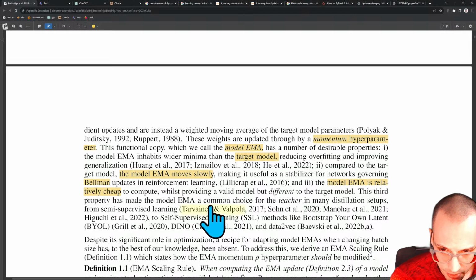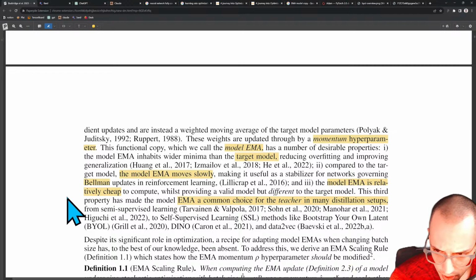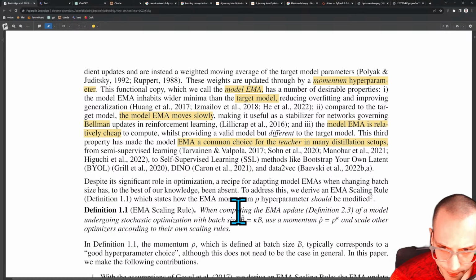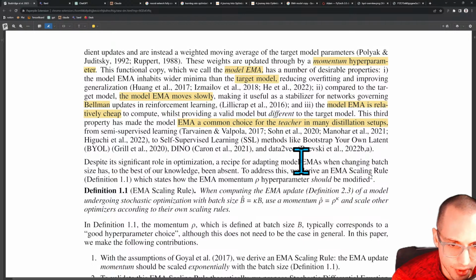This third property has made the model EMA a common choice for the teacher in many distillation setups. This is more what I was referring to, where maybe you'll have multiple students. The students are taking gradient updates, and then the teacher is the average of the students. From semi-supervised learning to self-supervised learning, like Bootstrap Your Own Latent, DINO, and Data2Vec. So there you go. Despite its significant role in optimization, a recipe for adapting model EMAs when changing batch size has, to our best knowledge, been absent.